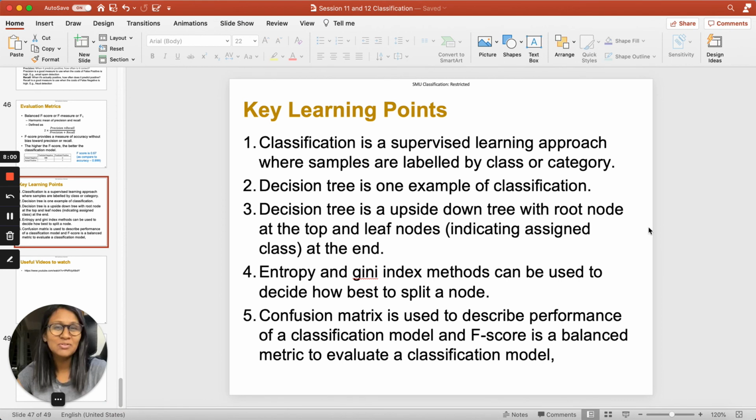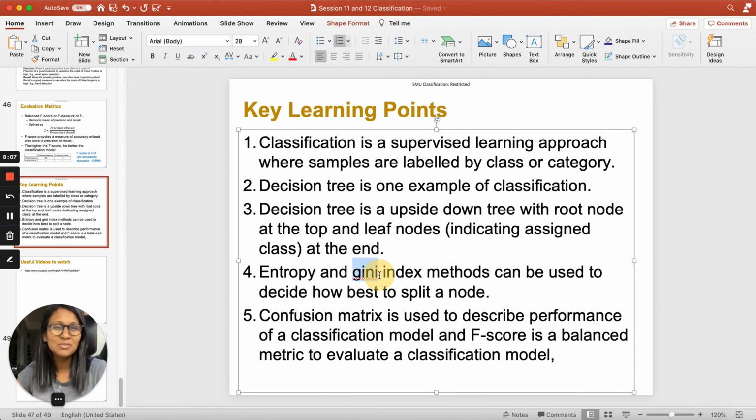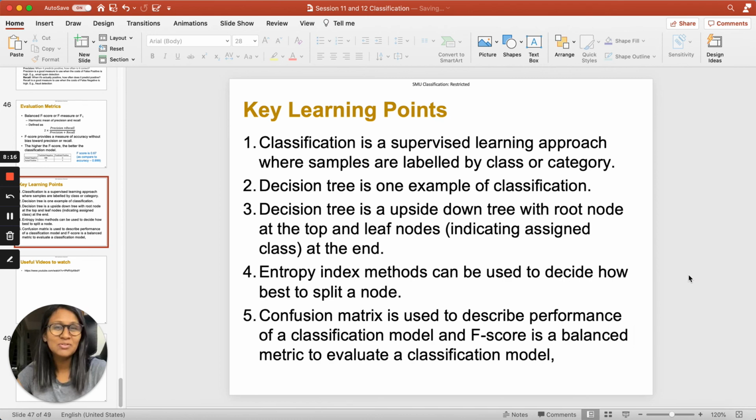You can go through the key learning points. These are things that we have already discussed in class. You can ignore the Gini coefficient. We're not taking that into account. So just focus on the entropy, and that is all.